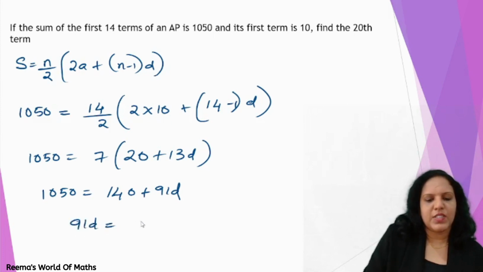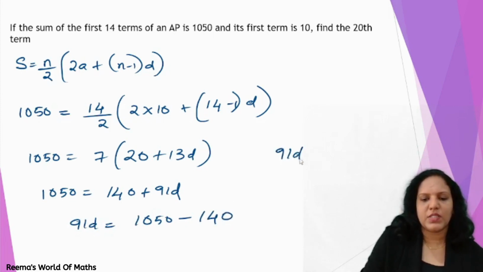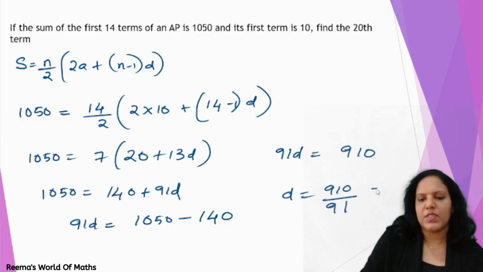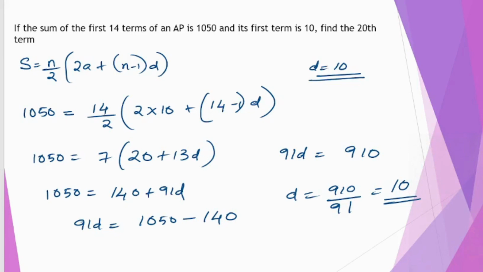91D equals, we can write, 1050 minus 140, correct? So 91D equals 1050 minus 140, which will give you 910. D is equal to 910 by 91, which is 10. D is equal to 10. We need to find the 20th term as well.